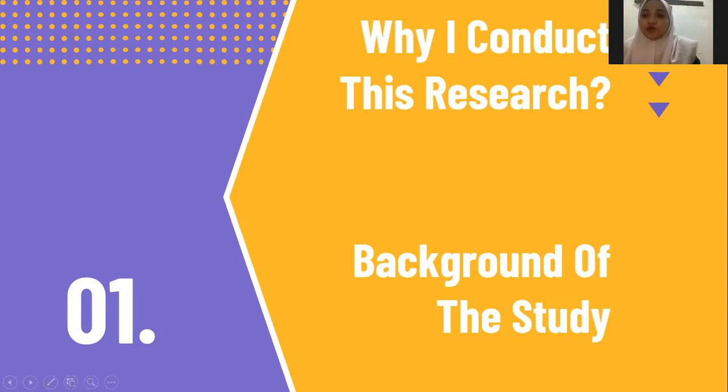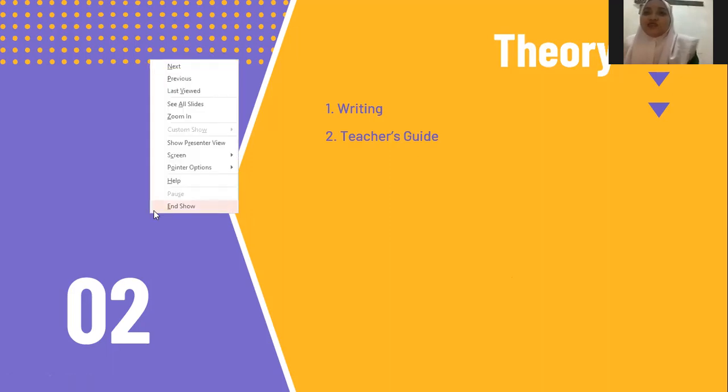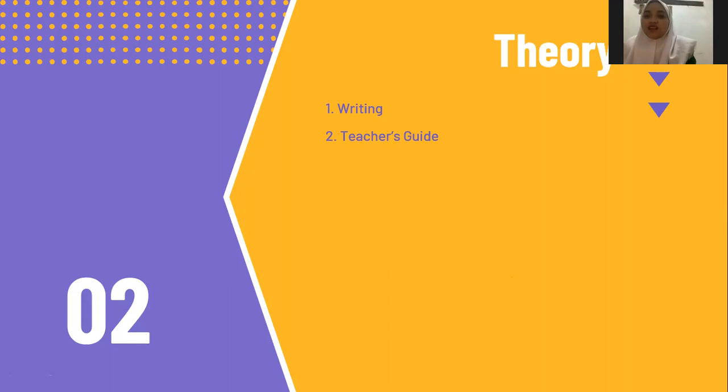Next, chapter 2, writing. Writing is one of the four language skills that must be learned in order to acquire English. All components of language are involved in writing, including grammar, vocabulary, word order, spelling, and a logical organization of ideas. According to Heaton, writing skills are complex and sometimes difficult to teach, requiring mastery not only of grammatical and theoretical but also of conceptual and judgmental elements.